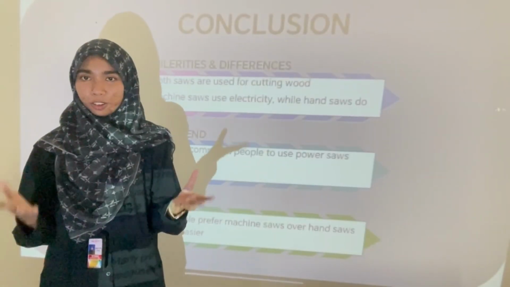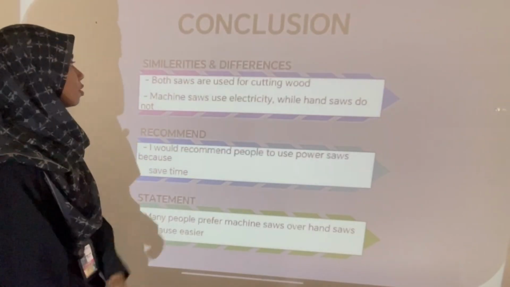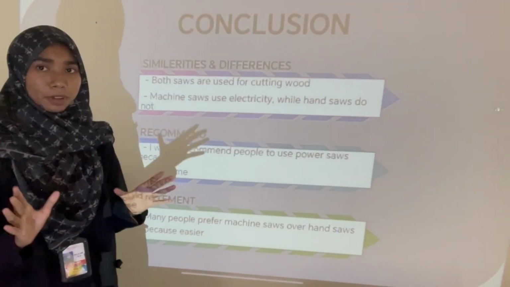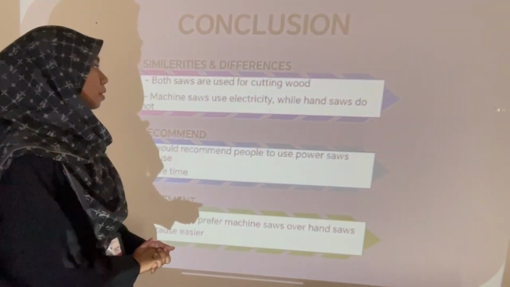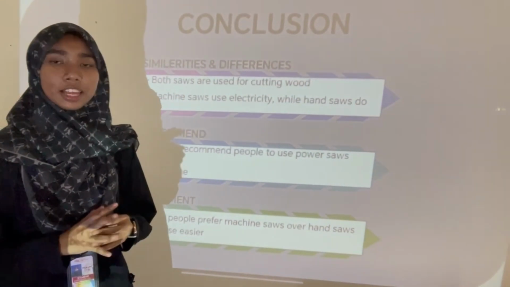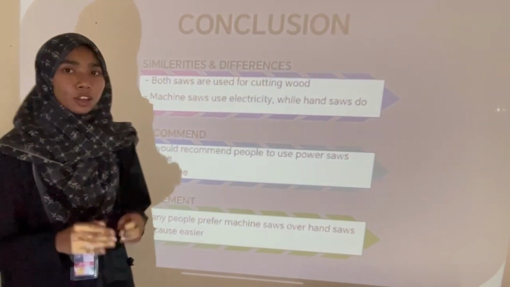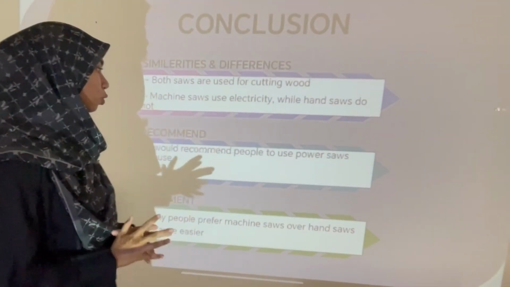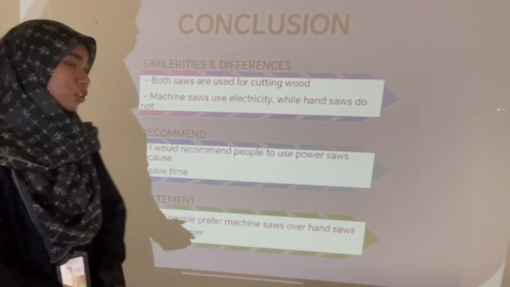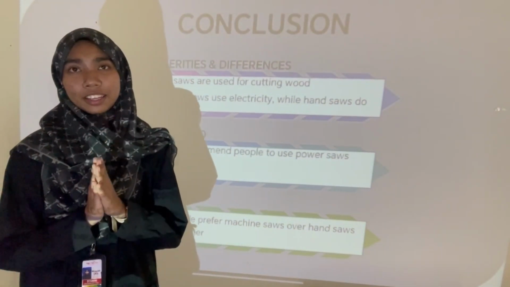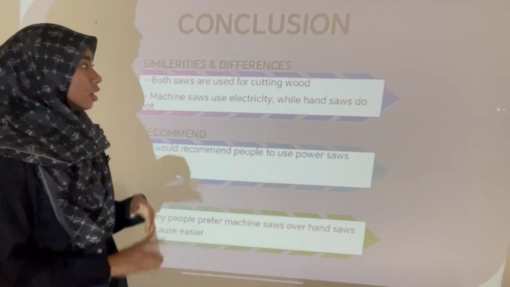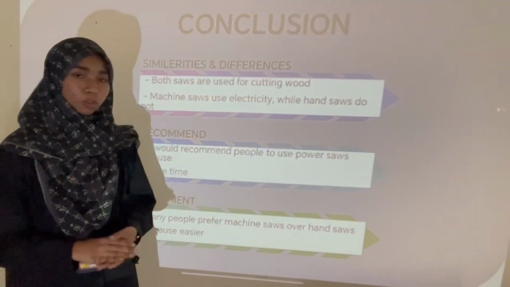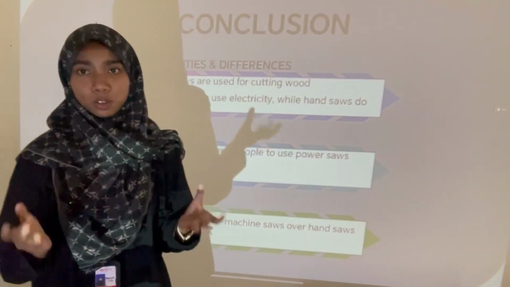In conclusion, first I talked about similarities and differences. Similarities: both saws are used for cutting wood. But the machine saw uses electricity, while the hand saw does not. I want to recommend that people use the power saw because it saves time. My group member and I can give one statement: many people prefer the machine saw over the hand saw because it is easier and good. Thank you for listening, ladies and gentlemen.